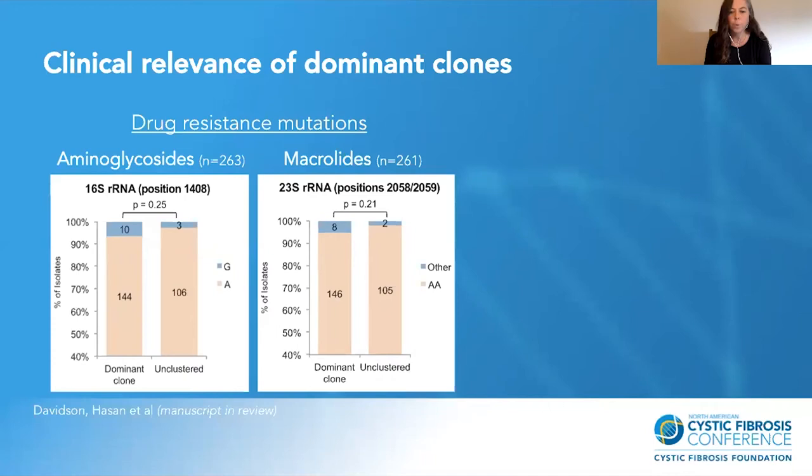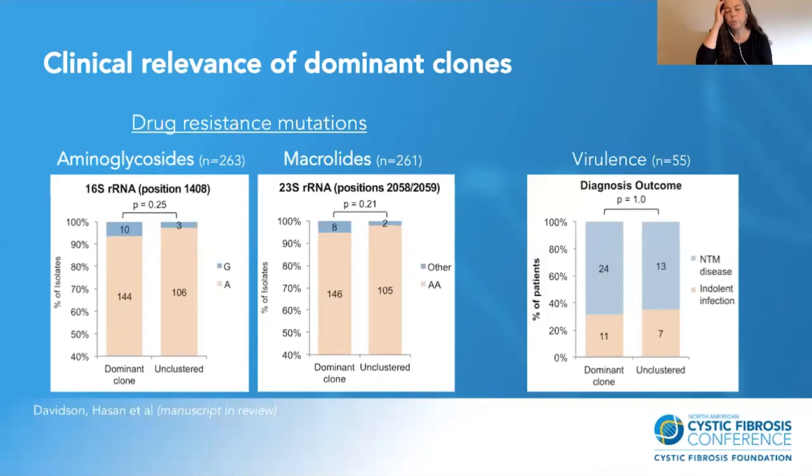Now, for a subset of patients for which we had clinical information, we wanted to see whether there was an enrichment in dominant clones for patients who had been diagnosed with active lung disease versus persistent indolent infection. And what you can see here is there was no significant difference between these two diagnosis outcomes between the dominant clones and unclustered isolates. So at least by these data, we don't see any fitness factors for the dominant clones in these analyses, but it doesn't mean that they are not enriched for fitness factors in some other way.